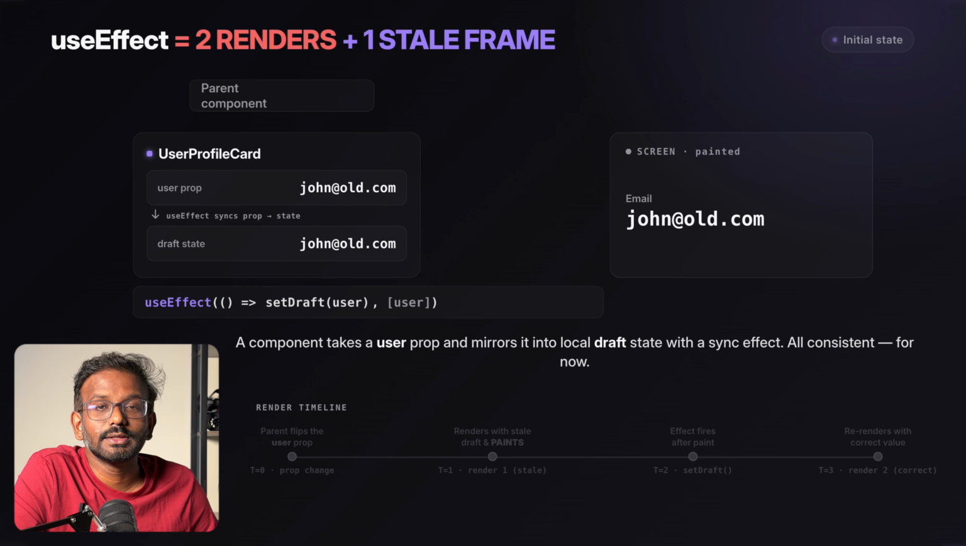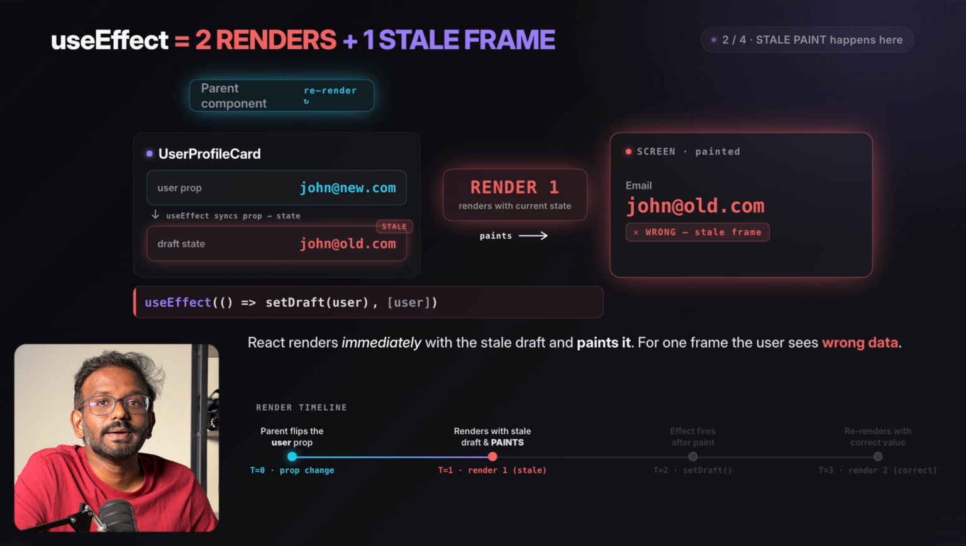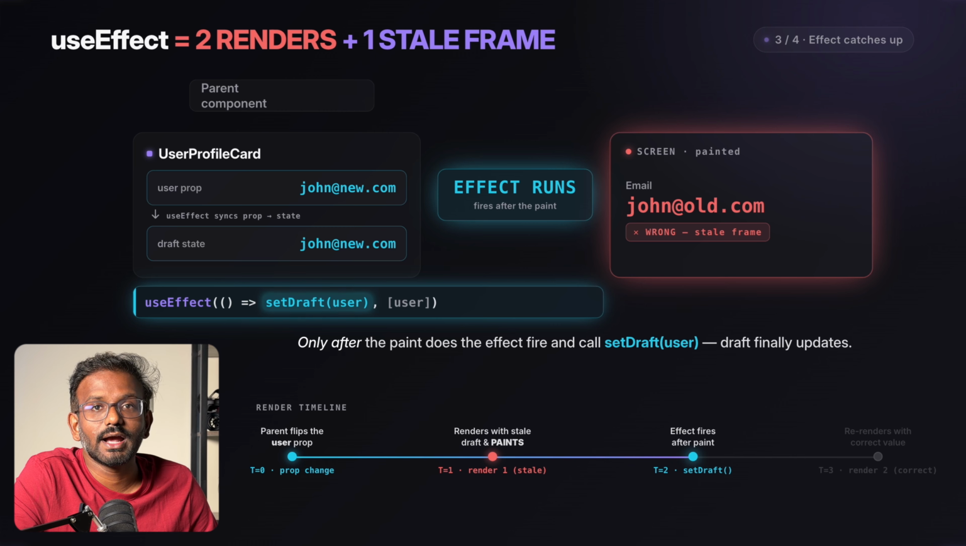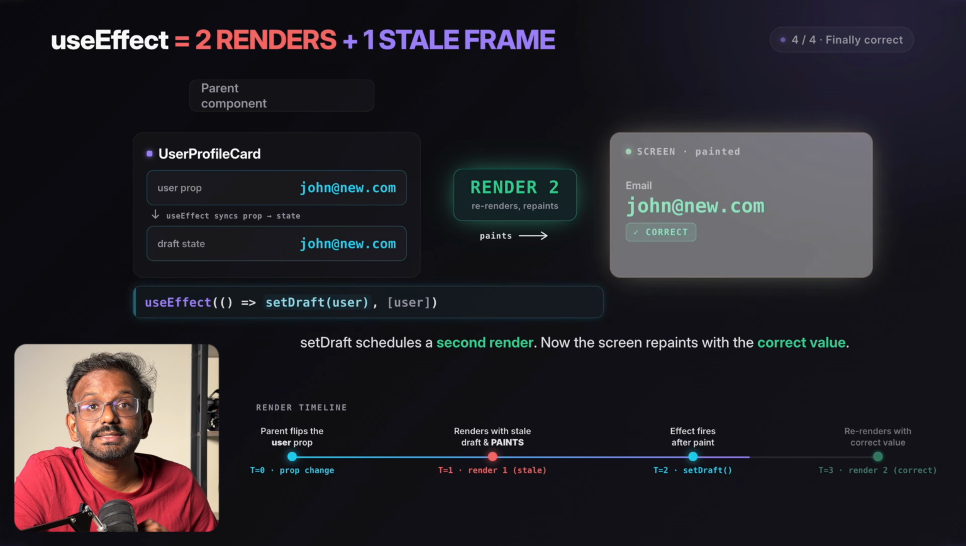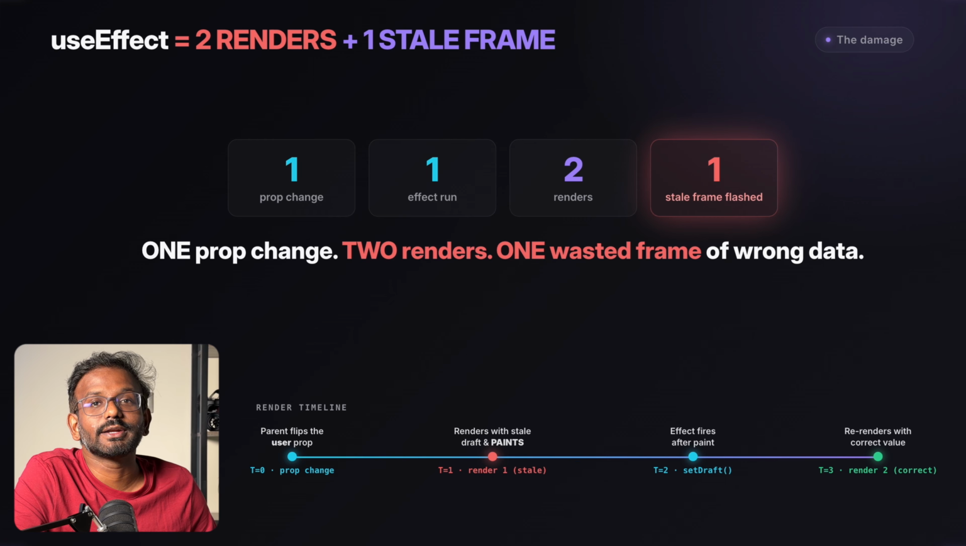Watch. The user prop changes from outside, maybe an API refresh, maybe a parent update. React renders the component immediately, but the draft state is still the old value. The screen paints with stale data. For one frame, the user sees the wrong email. Only after the paint, the useEffect runs, it calls setDraft, and the draft finally catches up. But setDraft triggered a second render. The screen repaints. Now it's correct. One prop change, one effect run, but 2 renders and 1 wasted frame of wrong data. That's the useEffect anti-pattern.